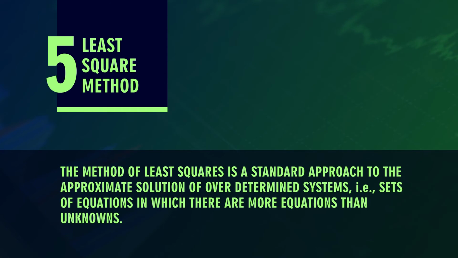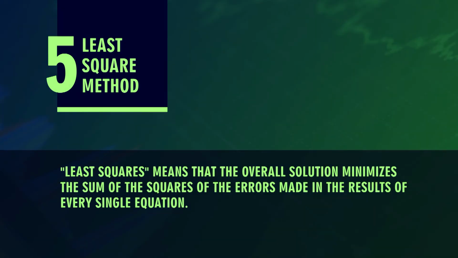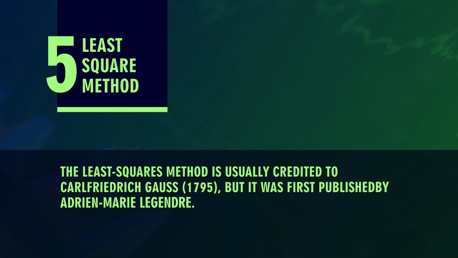And the method of least squares is a standard approach to approximate solutions of over-determined systems, that is, sets of equations in which there are more equations than unknowns. Least square means that the overall solution minimizes the sum of the squares of the errors made in the results of every single equation. The least square method is usually credited to Carl Friedrich Gauss, who formulated it in the year 1795, but it was first published in Adrien-Marie Legendre's journal.